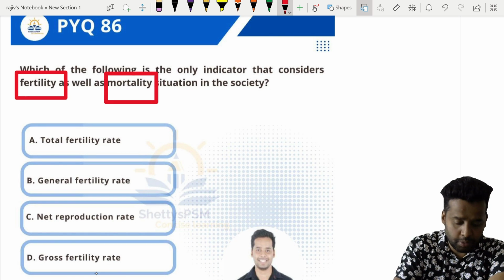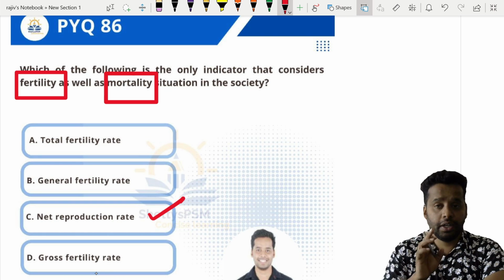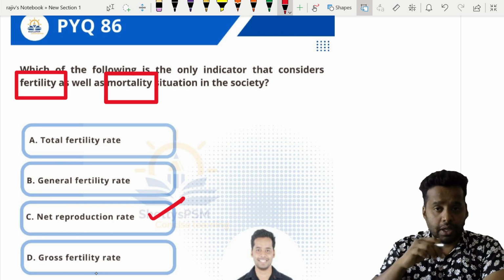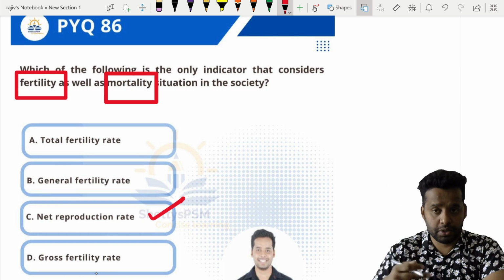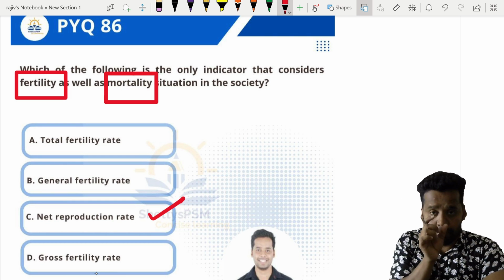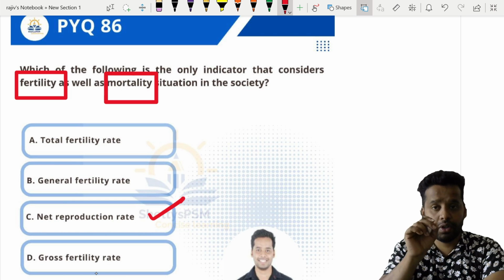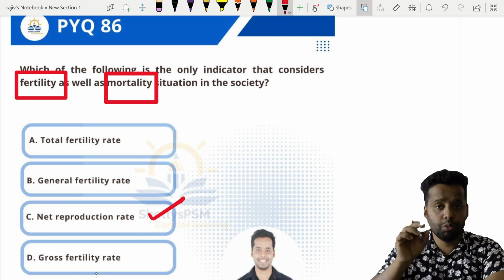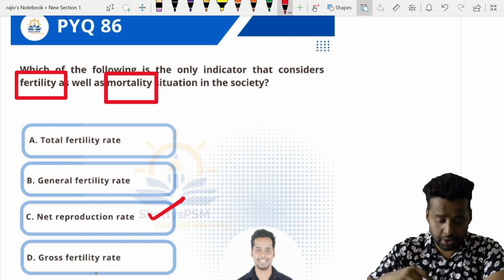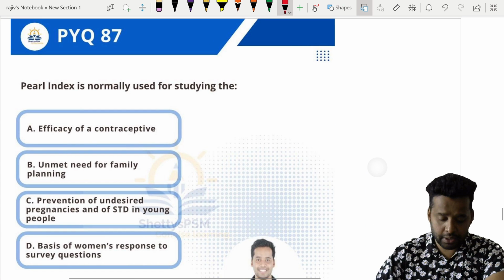Means both fertility and mortality. Answer is net reproduction rate. That means on an average, one newborn girl will have how many girls in the future? You have to consider the mortality pattern also, because you are starting from newborn. Net reproduction rate is the number of girls a newborn girl will have in the future, indicating replacement level also.